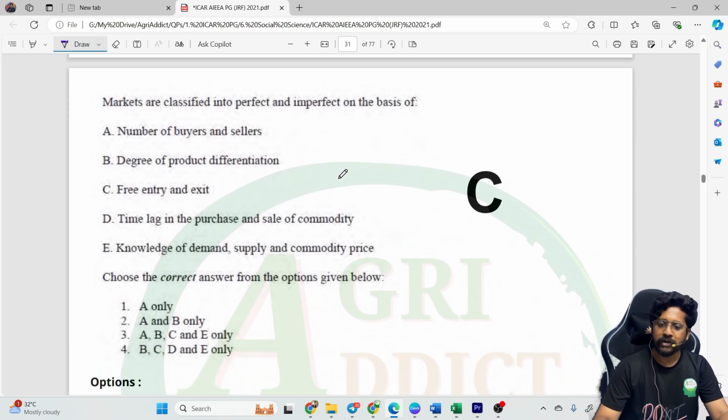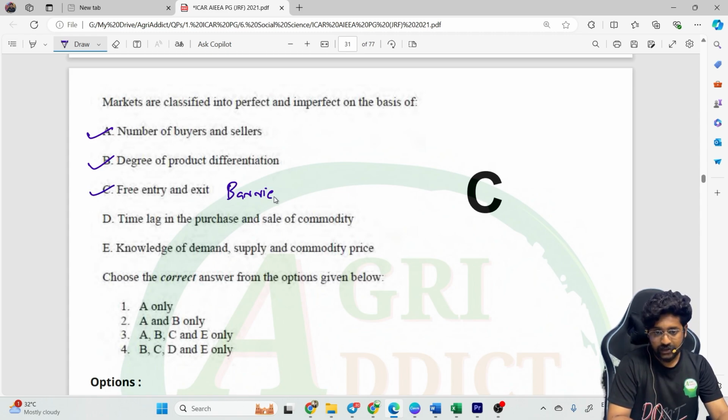Markets are classified into perfect and imperfect on the basis of. So they're asking about the basis upon which the market is classified into perfect as well as imperfect competition. The first one is number of buyers and sellers. Obviously, number of buyers and sellers is one of the bases. Then the degree of product differentiation is also another classification. Then free entry and exit, which is the barriers to entry. Then the time lag in the purchase and sale of the commodity, there is no such basis.